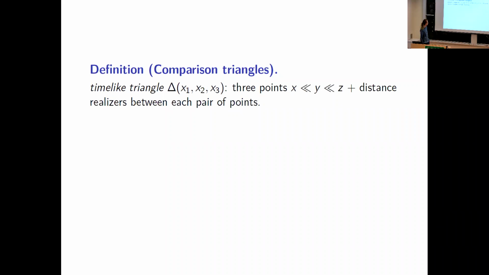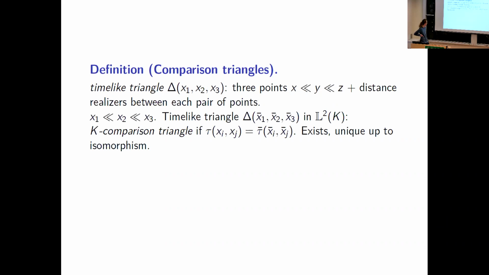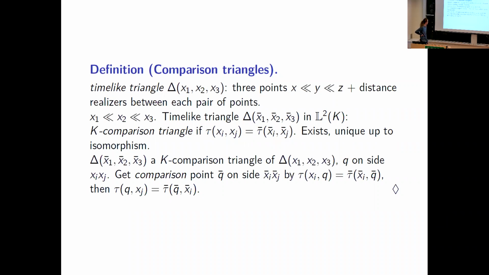Okay, shortly, comparison triangles. A time-like triangle is just three time-like related points and distance realizers between them. A comparison triangle is the same thing in a comparison space, like a constant curvature two-dimensional Lorentzian manifold. The comparison triangle is just a triangle in there with the same time distances. That always exists. And if I have a point on the side of this triangle, I can create a point on the corresponding side of the comparison triangle by just requiring the time distance to be the same.